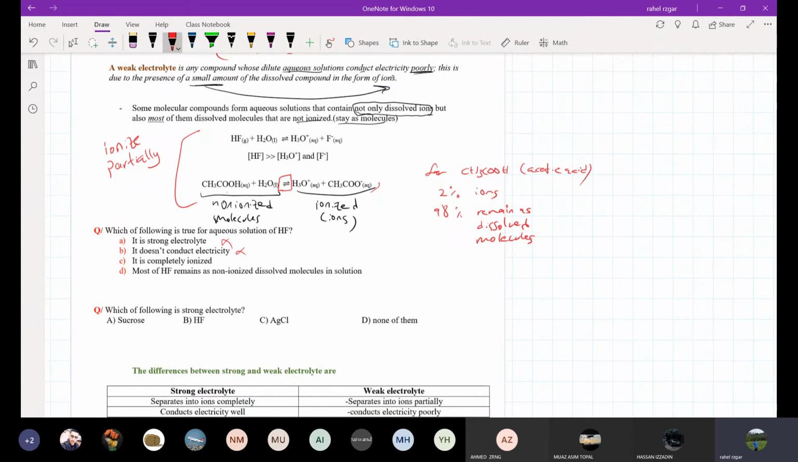It is completely ionized. No, it is partially ionized. If it's partially ionized, then most of the HF remains as molecules that are not ionized. So this one says the same thing. Most of the HF remains as non-ionized dissolved molecules in solution.